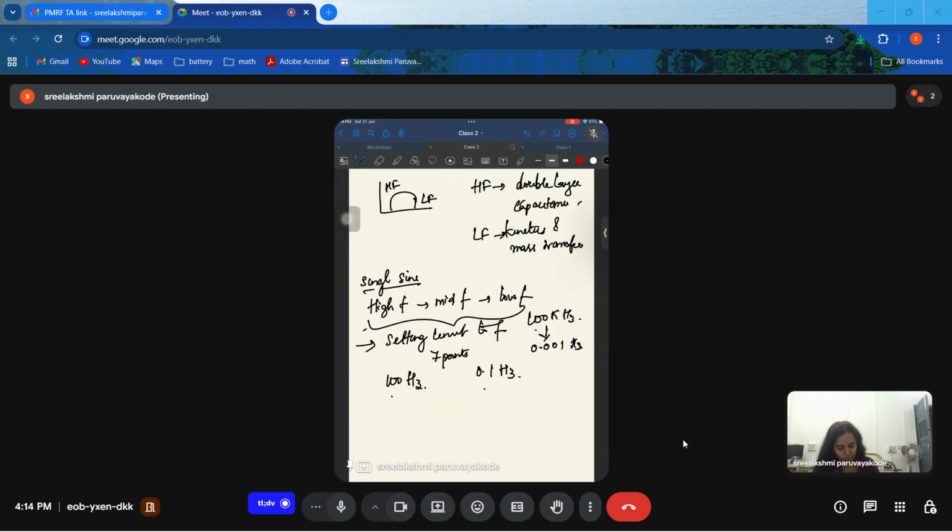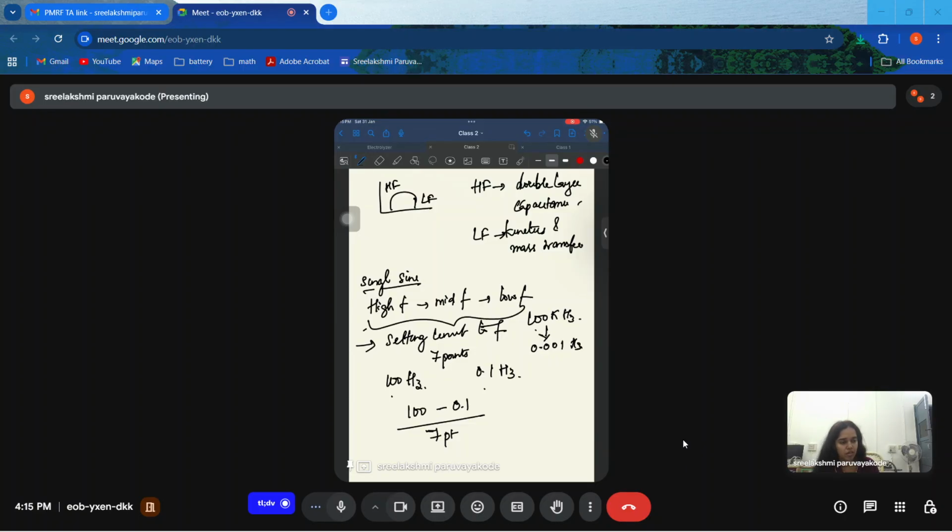Now what happens? It will do 100 minus 0.1. Between 100 and 0.1, it will take any 7 points. It will take 7 equally spaced points. So it can be something like the first point is something. So how much will it be? 100 minus 0.1, 0.1 is negligible.